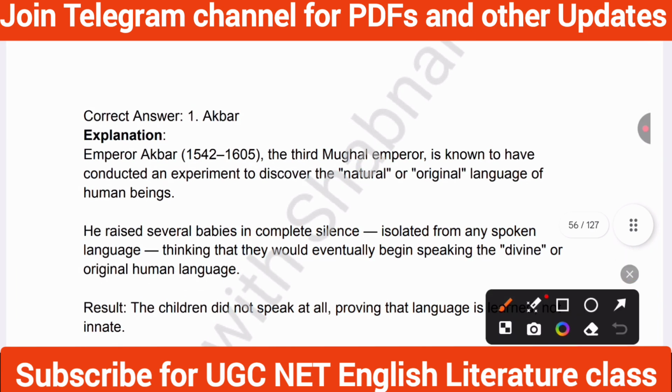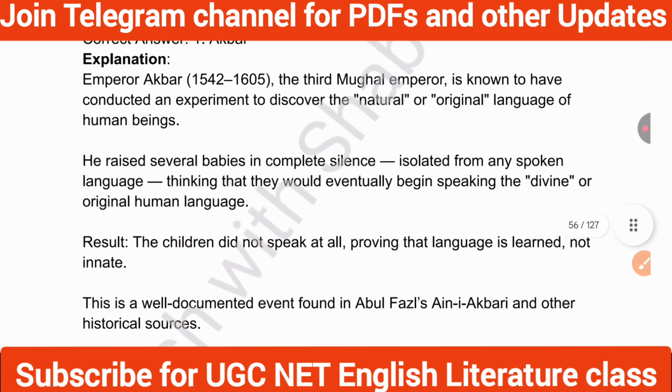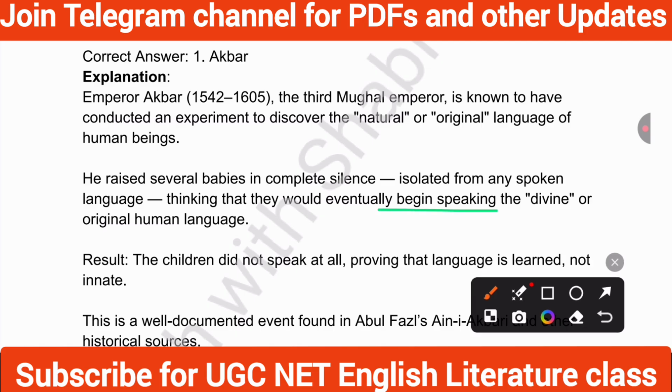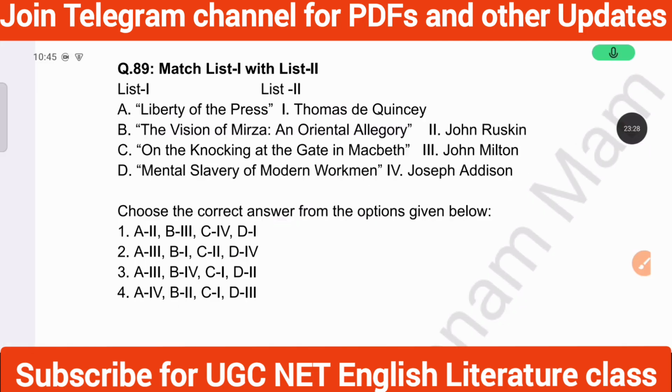Emperor Akbar, the third Mughal emperor, is known to have conducted an experiment to discover the natural or original language of human beings. So this was the question again. In English literature, they are asking such questions. He raised several babies in complete silence, isolated from any spoken language, thinking that they would eventually begin speaking the divine language. Let's move on to the next question, everybody.